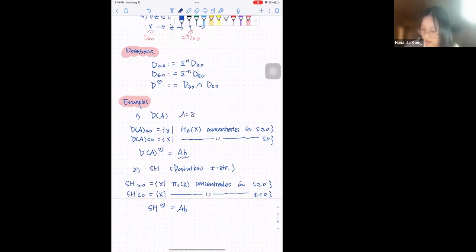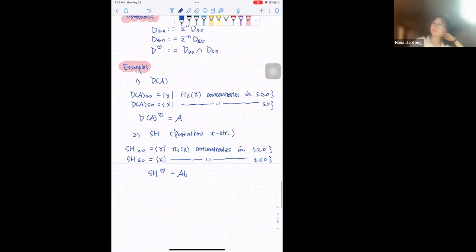So for the derived category and the stable homotopy category, I should have written Z here, otherwise this would be A. Let me just change to A. Okay. If I take A to be abelian groups, then you can see that the derived category of abelian groups and the Postnikov T structure of the stable homotopy category have the same heart.